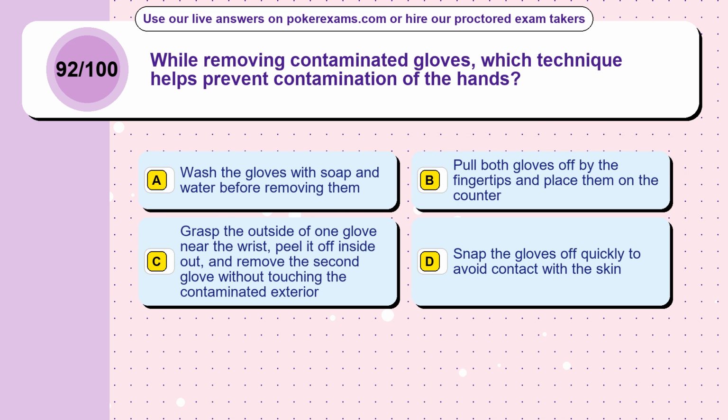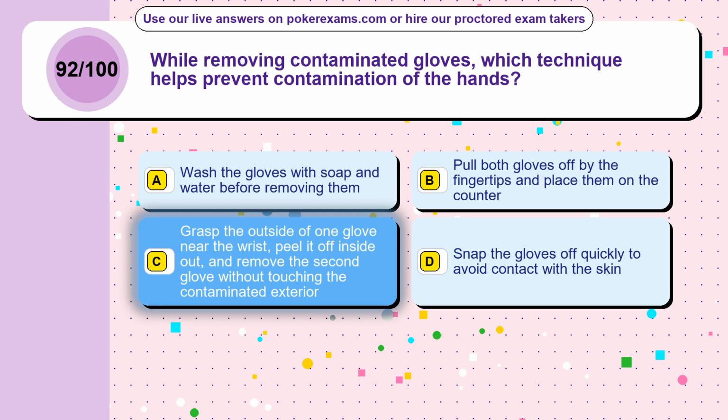Question 92. While removing contaminated gloves, which technique helps prevent contamination of the hands? Option A. Wash the gloves with soap and water before removing them. Option B. Pull both gloves off by the fingertips and place them on the counter. Option C. Grasp the outside of one glove near the wrist, peel it off inside out, and remove the second glove without touching the contaminated exterior. Option D. Snap the gloves off quickly to avoid contact with the skin.